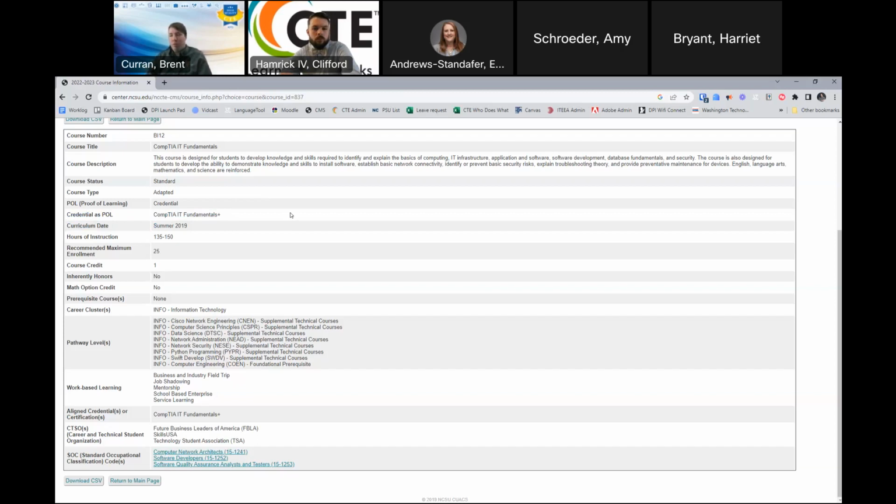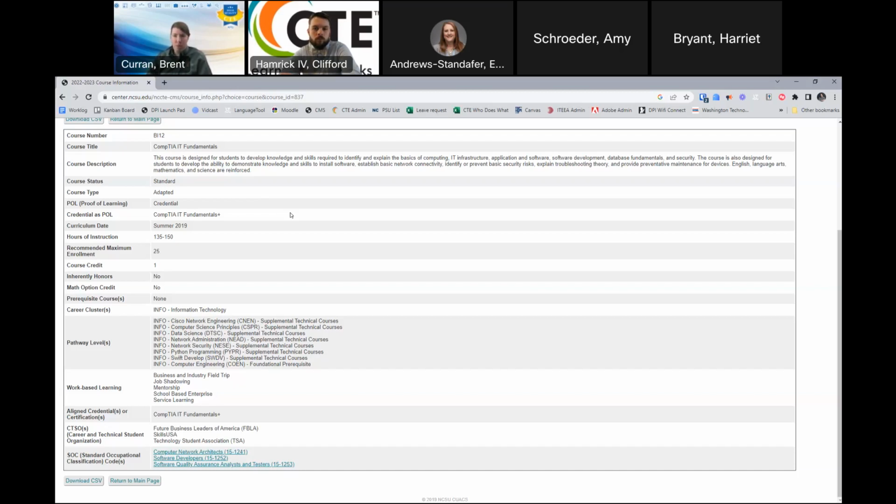Typically, these credentials are validated by industry. And what that means is they can get some sort of job, hopefully with that, or it's an entry point into a career. Most of our courses, I don't believe we have any state assessments anymore. We're all credential or performance-based measurement.